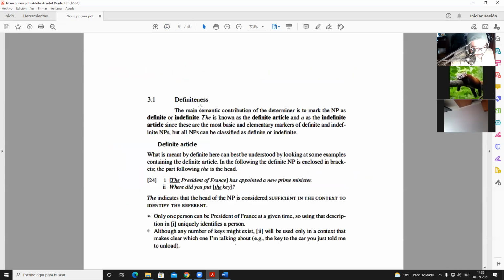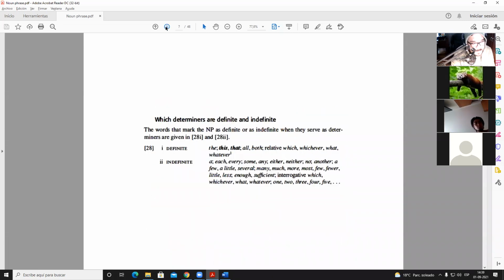Why determiners? Because they will provide the idea of definite or indefinite noun phrase, right? So every single noun phrase can be classified as definite or indefinite. It will depend on the type of central determiner that we're going to use. This slide is about that, and this is another one as well. And here we have a very good summary about definite and indefinite determiners, right?